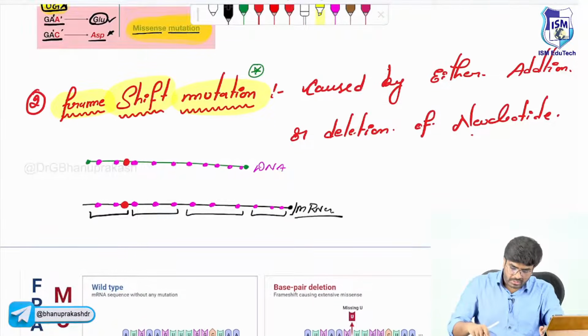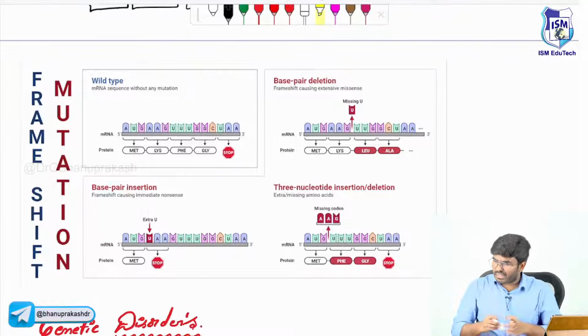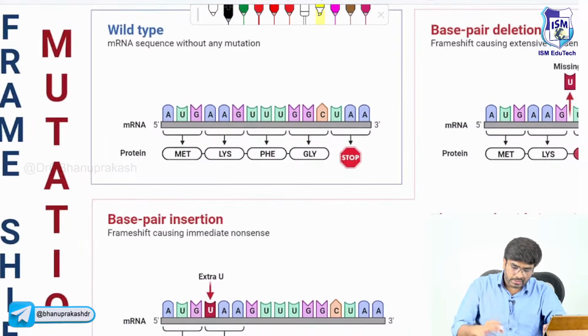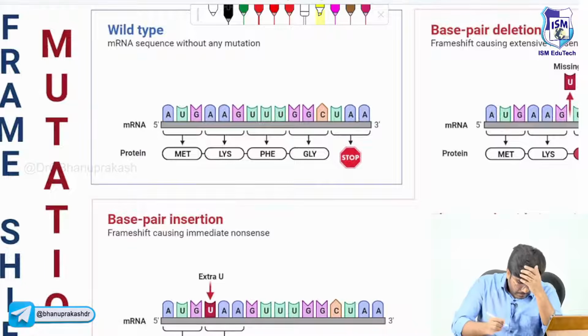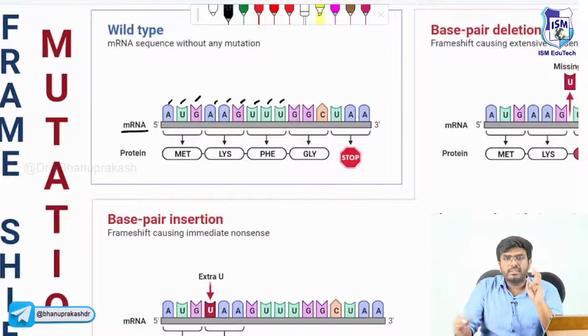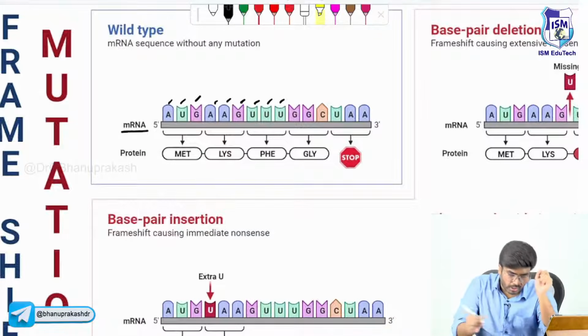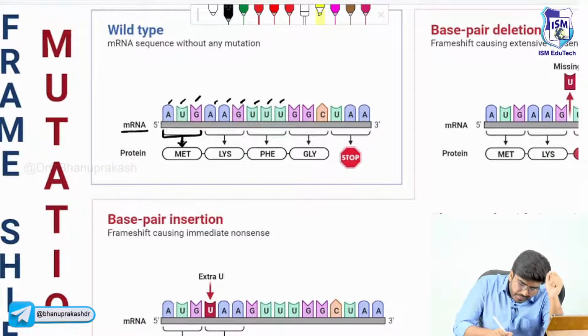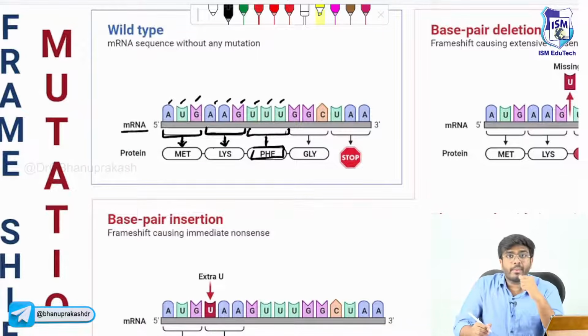So let me give you a better example. Now I am going to discuss the frame shift mutation. Clearly see here, frame shift mutation. Here are the codons. This is the mRNA: adenine, uracil, guanine, adenine, adenine, guanine, uracil, uracil, uracil. Now you know 3 nucleotides are considered as one codon. AUG is coding for methionine, AAG is coding for lysine, UUU is coding for phenylalanine. These are the amino acids.